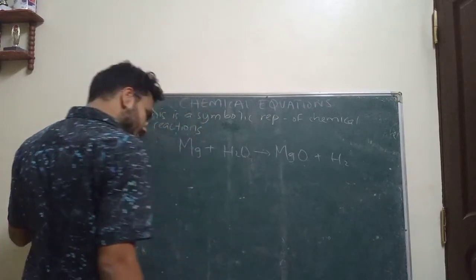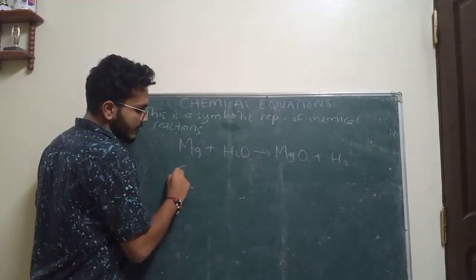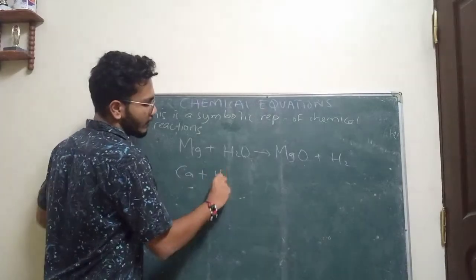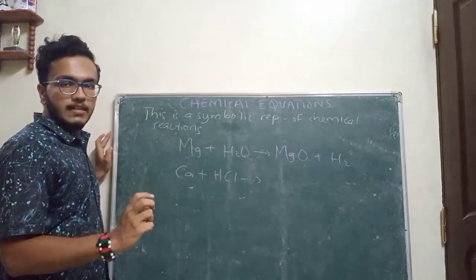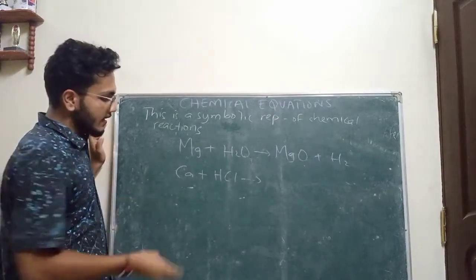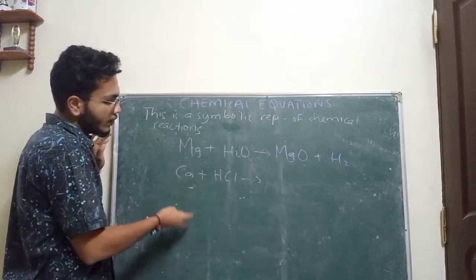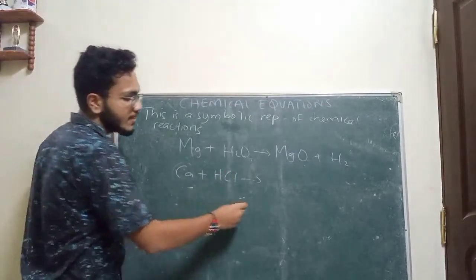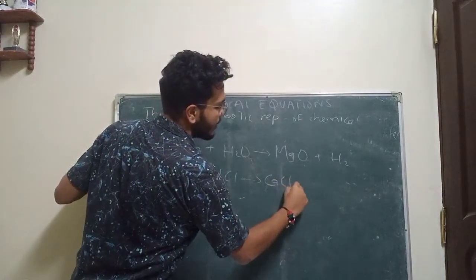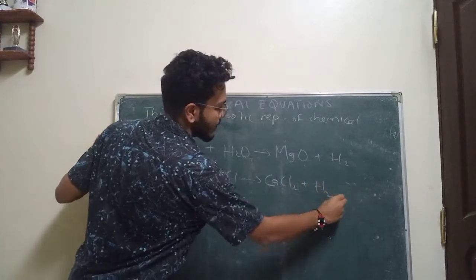Another example is calcium reacting with hydrochloric acid. Metal plus acid forms salt plus hydrogen gas. So the metal reacts with acid to form the salt, which will be calcium and the chloride, as hydrogen is displaced. So this will be calcium chloride plus hydrogen gas.